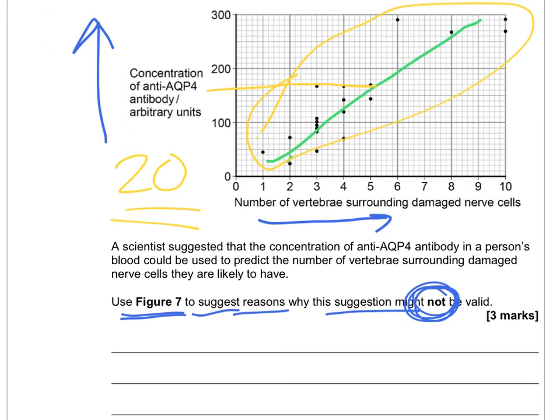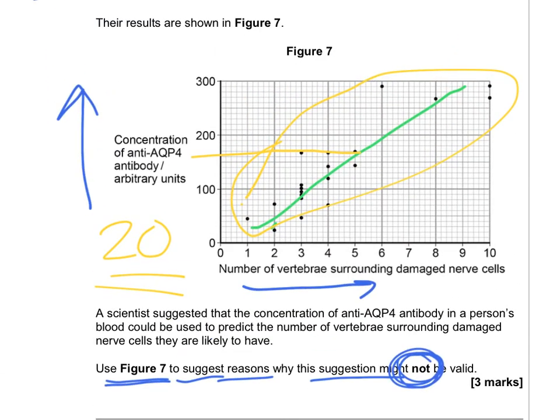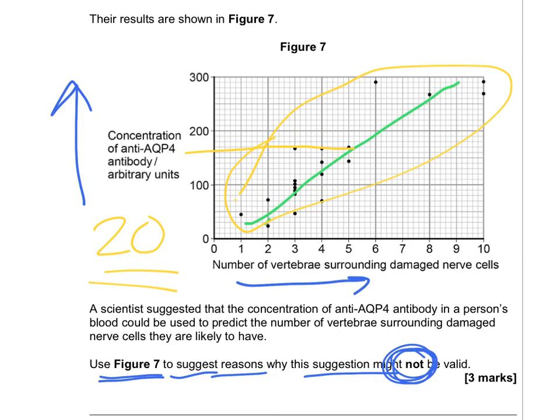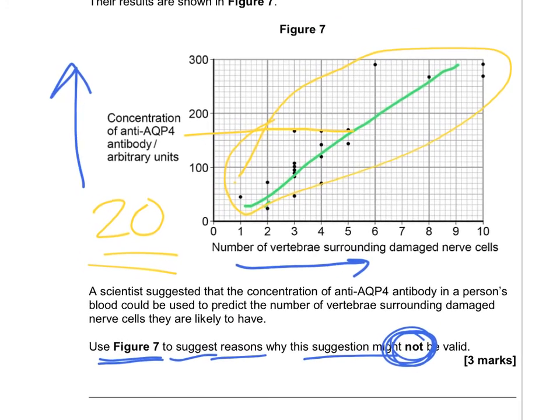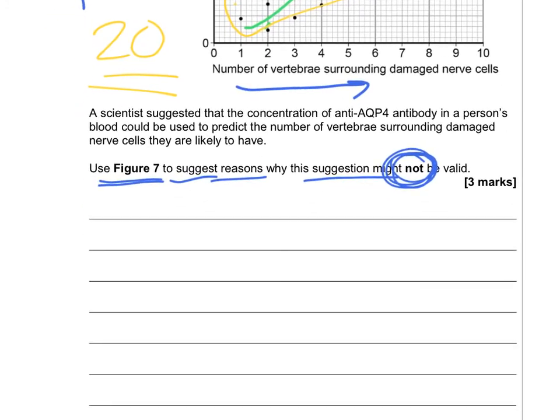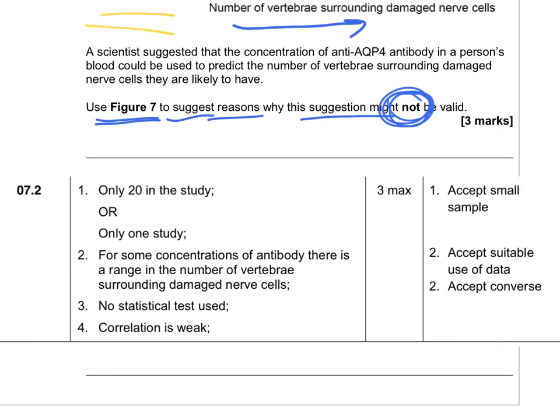And notice all those points are there in the information. So you don't need to know about scientific methodology, but really you can answer that by just analysing the stem of the question and the data that they give you. So there's the mark scheme. You only need 3 of those points to get all 3 marks, just from looking at the information given to you in figure 7.